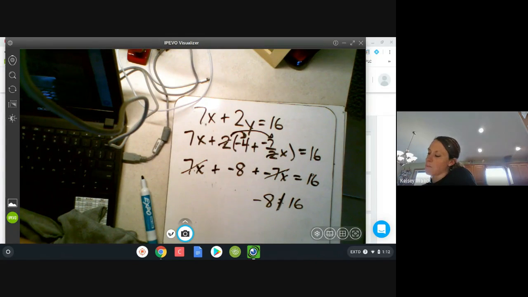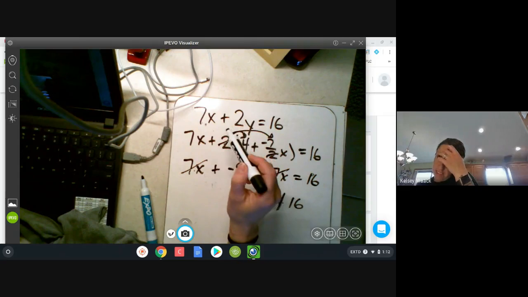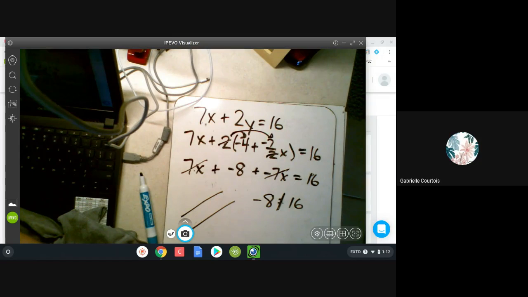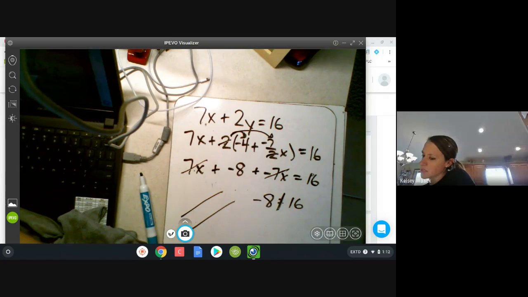Okay. So if you were to solve the other one, you probably would have the same slope or the same growth. So that means your lines are going to run parallel to each other. They're never going to intersect. Does that make sense? Yeah.